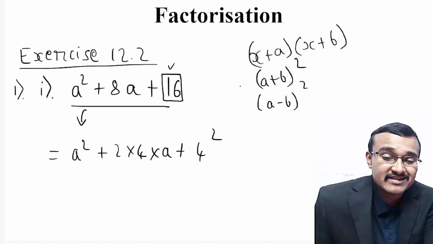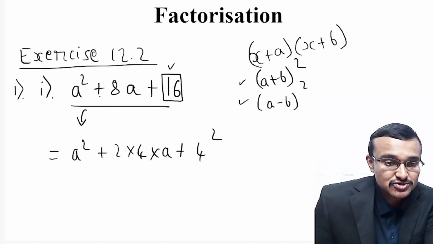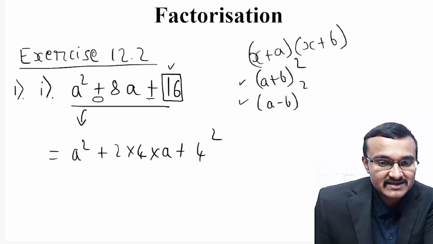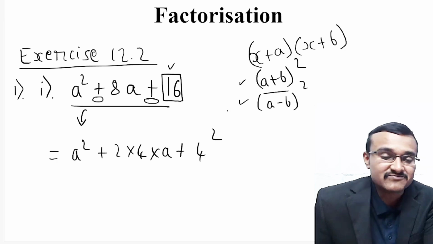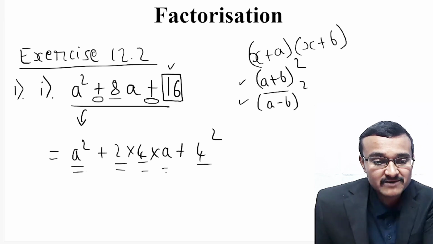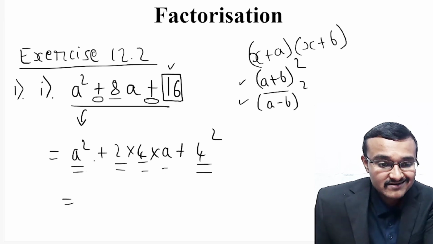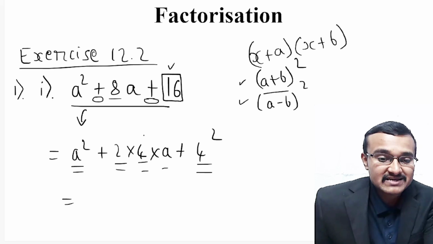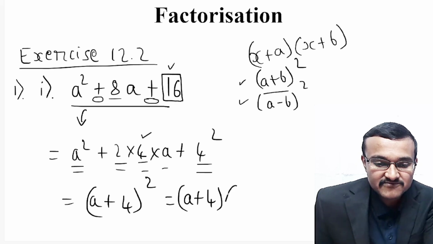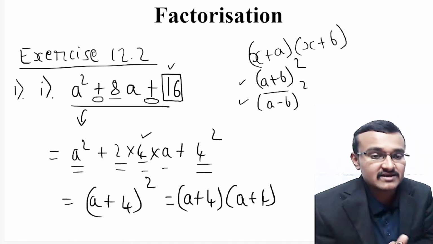So how do we find out whether we should use a plus b or a minus b? You should see whether a negative term is there or not. If no negative term is there and only plus is there, then you should use the a plus b whole square formula. So here 16 can be written as 4 square, and 8a can be written as 2 into 4 into a. So this expression is in the form of a square plus 2ab plus b square. Here a is a, and b is 4. So you can write this as a plus 4 whole square, or as a plus 4 into a plus 4. So a plus 4 into a plus 4 are the factors of this a square plus 8a plus 16.